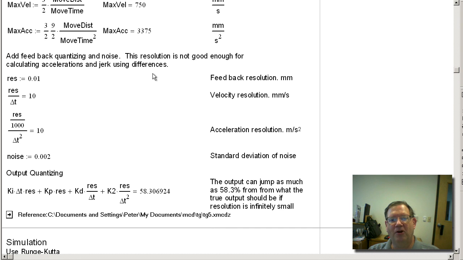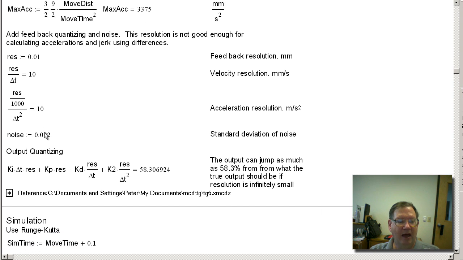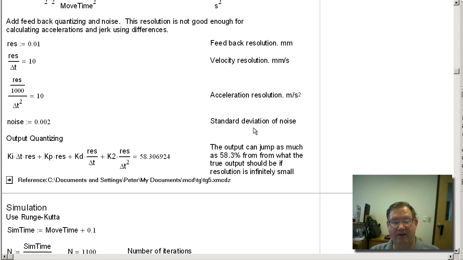Now, to make things difficult and realistic again, I am going to also add feedback resolution. I'm going to assume that the feedback resolution is 10 microns, or 0.01 millimeters. And if I divide that by my sample time, you can see that my best velocity resolution is going to be 10 millimeters per second. And then my acceleration resolution, which I've divided by 1,000, is actually 10 meters per second squared. I'm adding noise just to make things more difficult, more realistic.